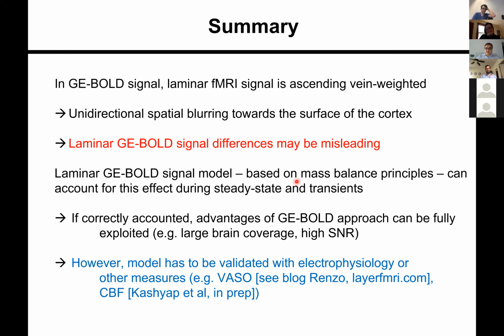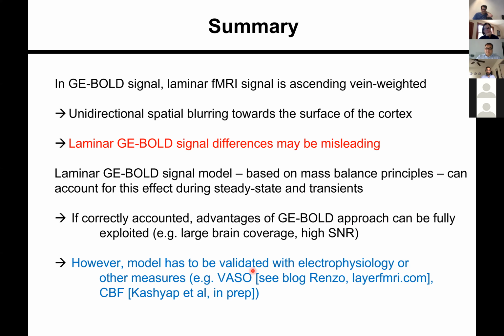Our model, based on mass balance principles, can account for this effect during steady state, and, though I have not shown it, also during transients, because it's a dynamic model. If correctly accounted for, then the advantages of the gradient echo BOLD approach, which Cheryl was talking about, like large brain coverage and high SNR, can be exploited without the disadvantage of the ascending vein. Of course, this is a model, and all models can be useful or useless depending on what they do, and we have to validate it.